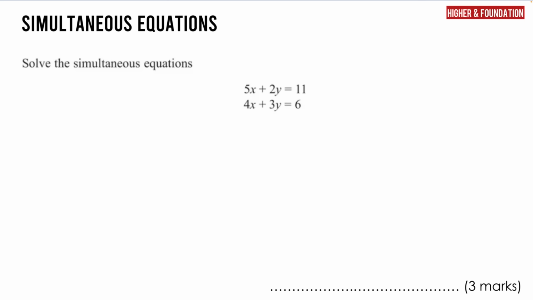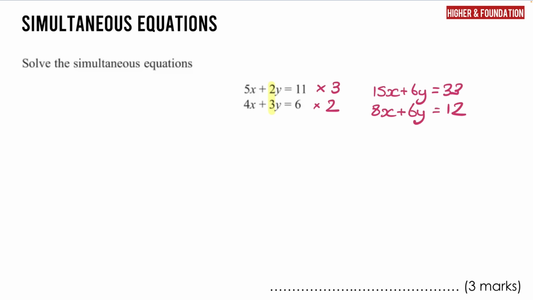So with a simultaneous equation, you can either look at the coefficients of x or the coefficients of y. I always look at the coefficients of y, and I'm going to make those the same. So 2 and 3, the lowest common multiple is 6. So if I times the top equation by 3 and the bottom equation by 2, those coefficients will be the same. Remember, everything's getting times by 3, so it becomes 15x plus 6y is equal to 33. And on the bottom there, we have 8x plus 6y is equal to 12.